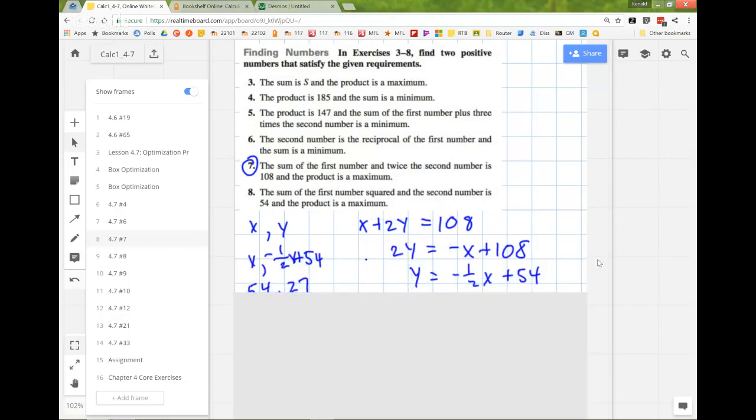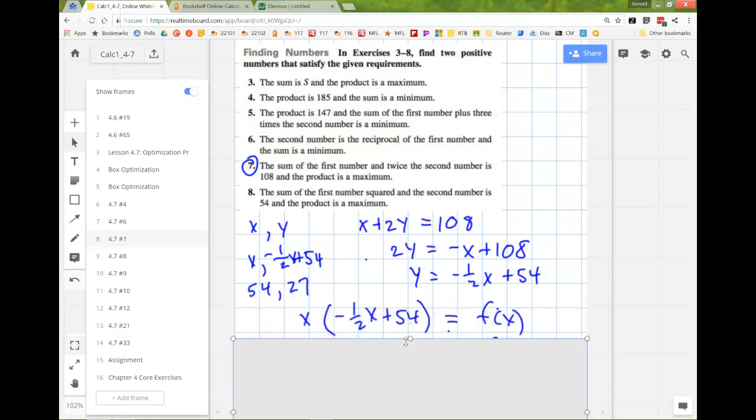So I subtracted x from both sides, and then I divided both sides by 2, and I got this expression. The second number is -1/2 x plus 54. Okay, so now I got my two numbers, x and -1/2 x plus 54. Now what? The product is a maximum, the product. So I need to multiply my two numbers and set up a product.